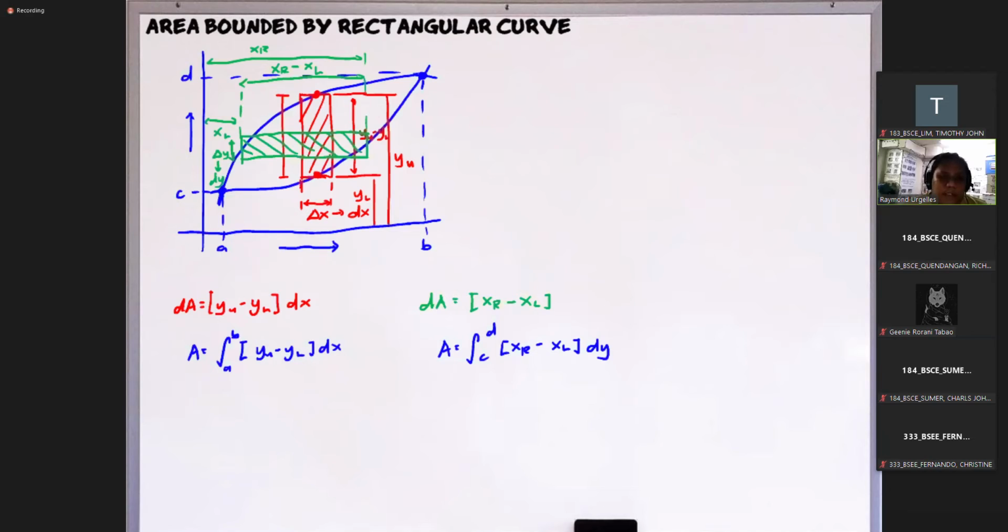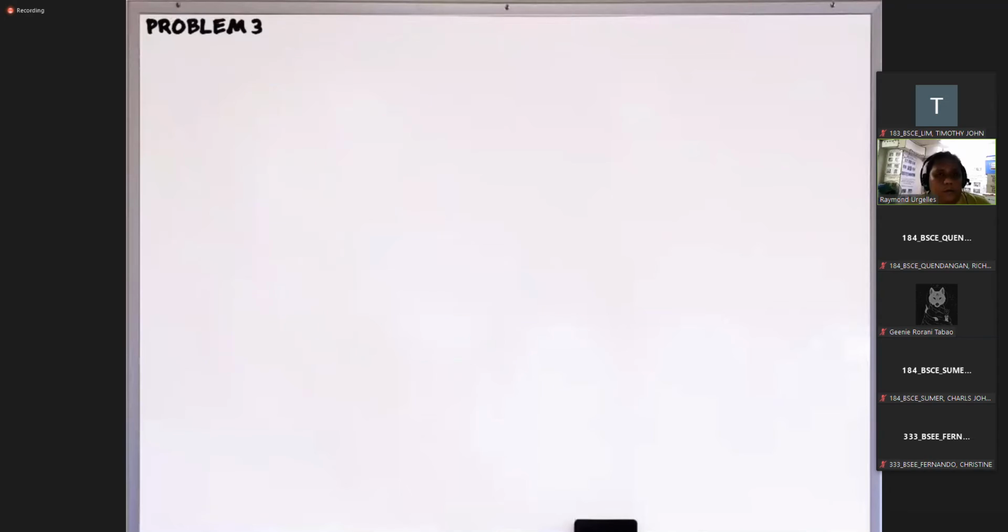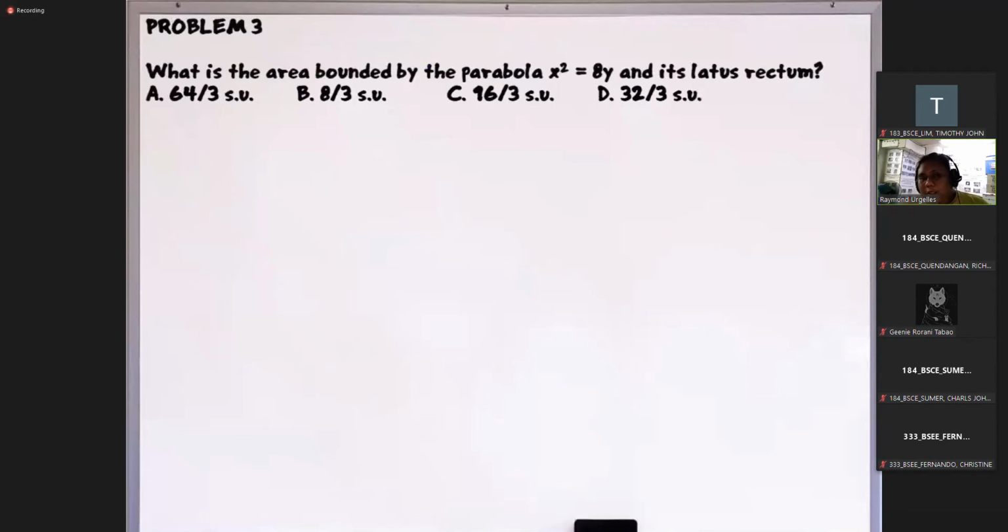It's good here to draw the figure first so you can see the boundaries, and so you have an idea of how to solve the problem. Okay, so let's try an example. What is the area bounded by the parabola x squared equals 8y and its latus rectum? That's the question in our problem.